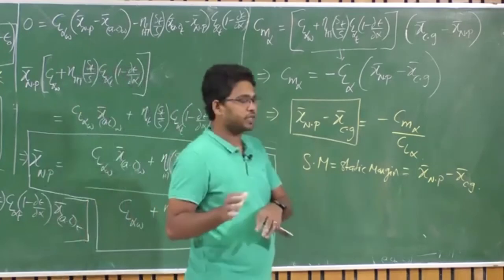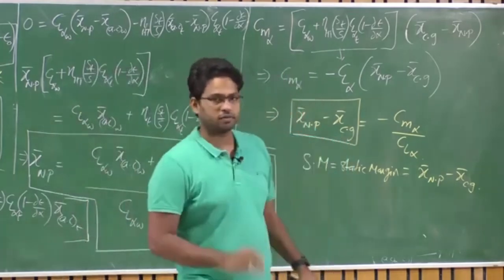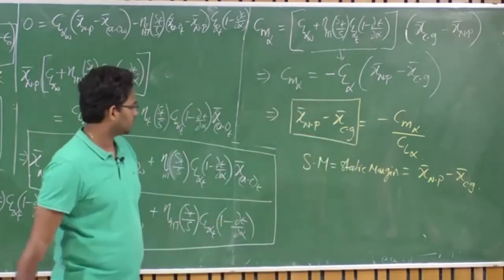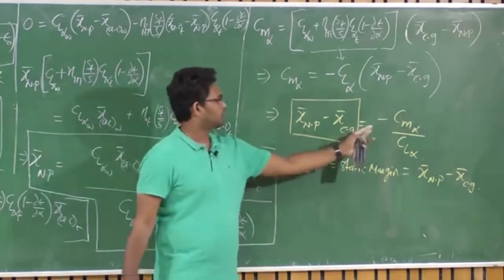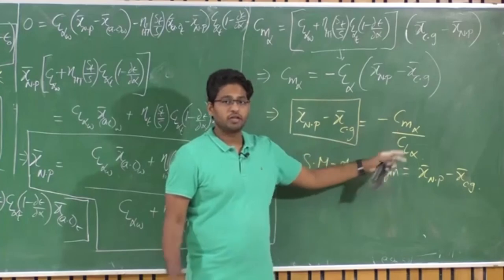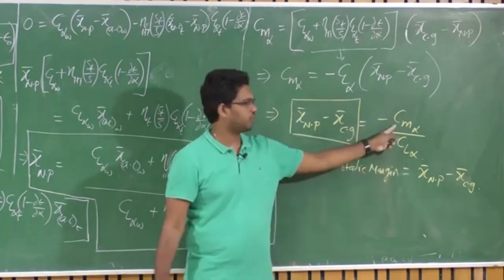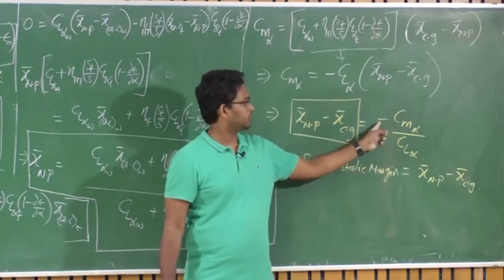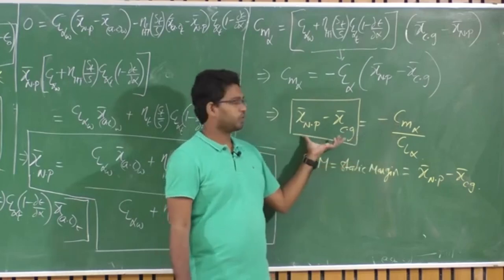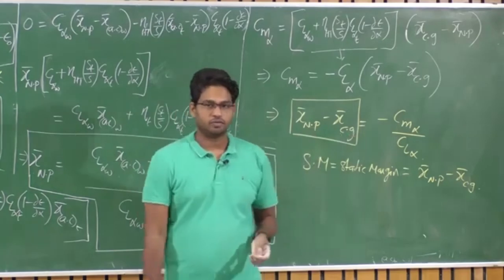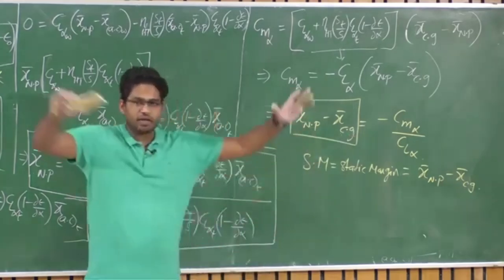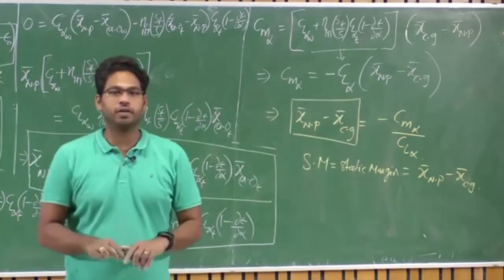That we'll solve while solving examples. You will be more comfortable with the terms, right? And then, this is equal to minus Cm alpha upon Cl alpha. For a statically stable aircraft, Cm alpha is negative, right? Negative of negative is positive. So you will have positive static margin, which means the CG should be ahead of the neutral point. So neutral point is nothing but the aerodynamic center of the entire aircraft.